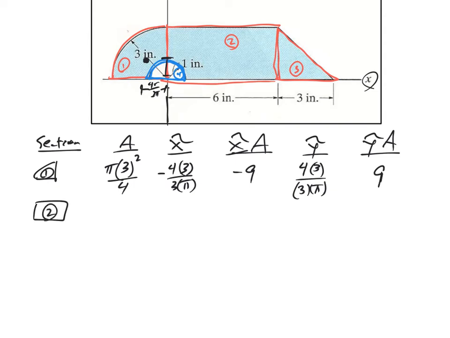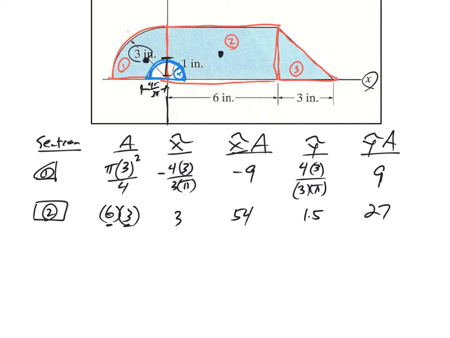Section 2 is that rectangle. It's easy. The area of the rectangle is 6 by 3. The x tilde from the origin, here's the centroid right here, from the origin it is 3. The base is 6, the height is 3. We got the height from the radius of that quarter circle. So the x tilde is 3, the y tilde is 1.5, multiplying these together, 54, and multiplying these together, 27.